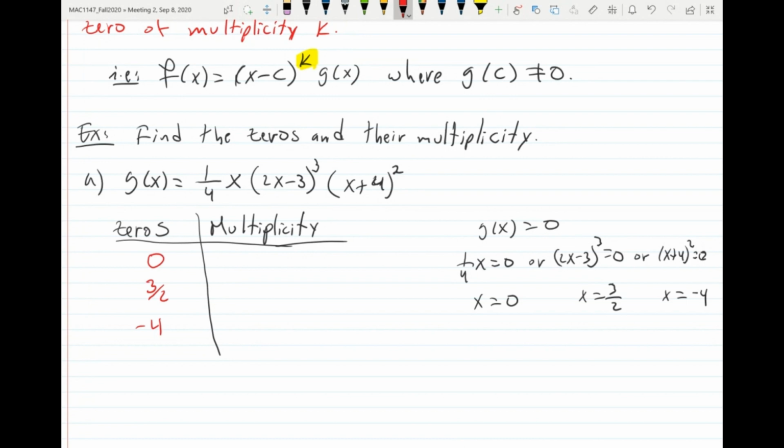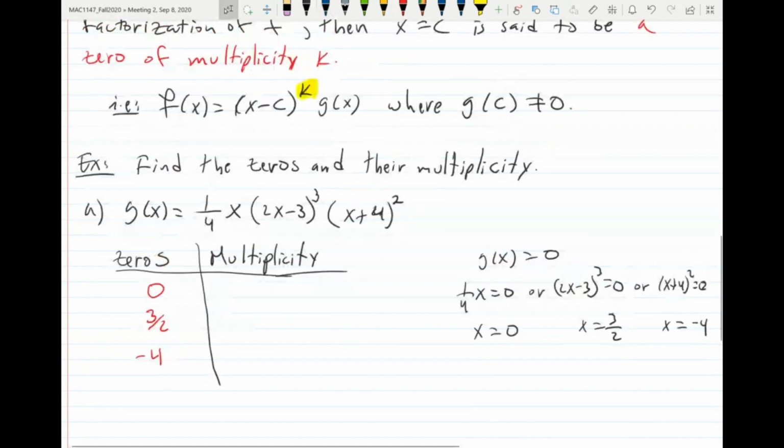Now let us figure out the multiplicities. What's the multiplicity of 0? For that, you have to look at the factorization. Notice that this is the complete factorization; there is nothing more we can factor here. So the term that gives you 0 is the x, and it has power 1. So that means the multiplicity is 1.